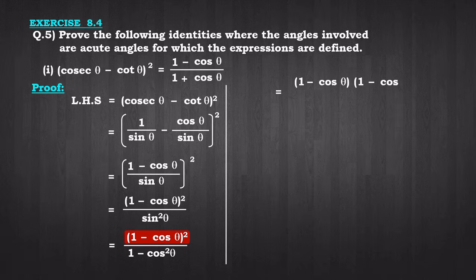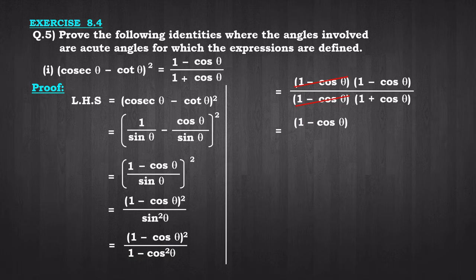Now factor the denominator. 1 minus cosine squared theta is equal to (1 minus cosine theta) multiplied by (1 plus cosine theta). So, the expression becomes (1 minus cosine theta) the whole squared, divided by (1 minus cosine theta) multiplied by (1 plus cosine theta). Cancel the common factor, 1 minus cosine theta. Therefore, the expression becomes (1 minus cosine theta) divided by (1 plus cosine theta).